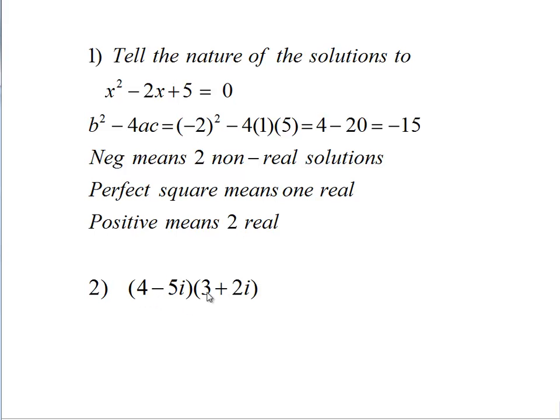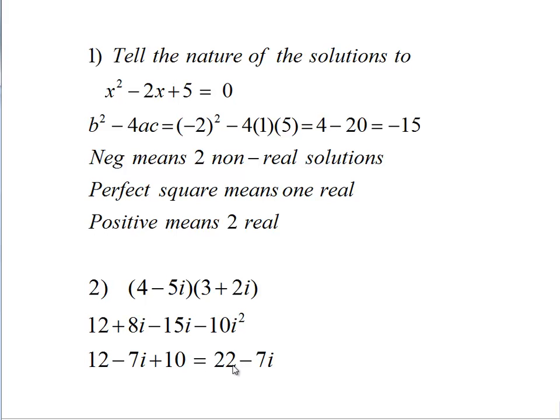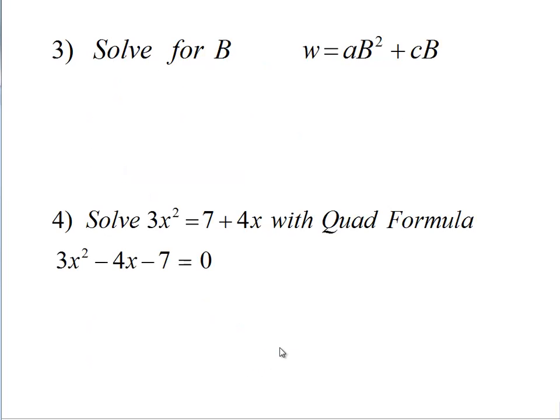Okay, whenever you have two binomials multiplied, 4 times 3 is 12. 4 times 2i is 8i, 5 times 3 is 15, and 5 times 2 is 10. I squared is negative, cancels this negative, turns it into a plus 10. 8i minus 15i is negative 7i. Then you take your 12 and your 10, combine those, and get 22 minus 7i.